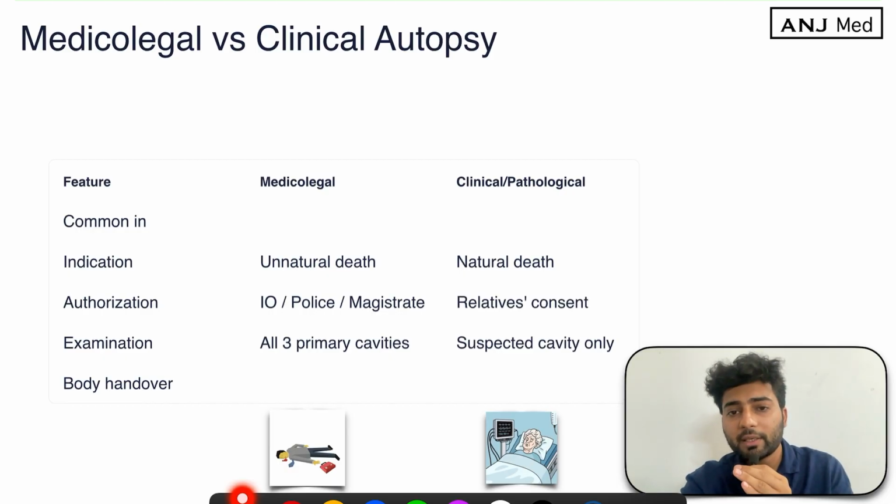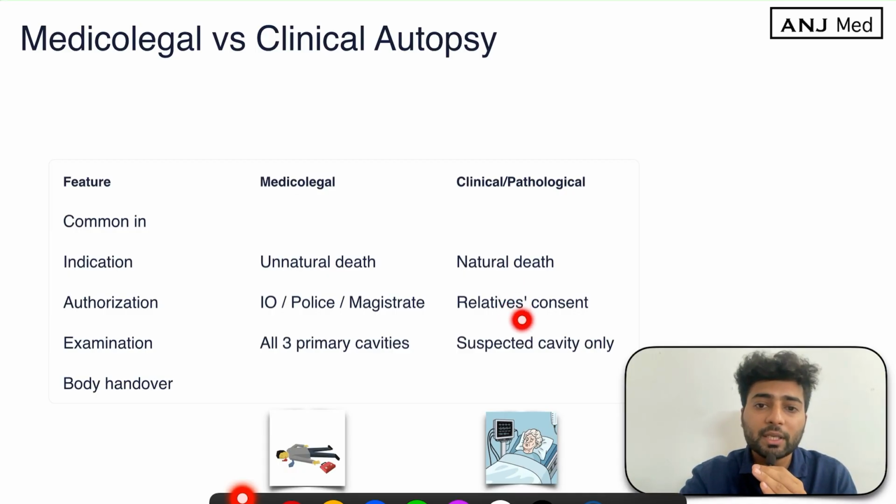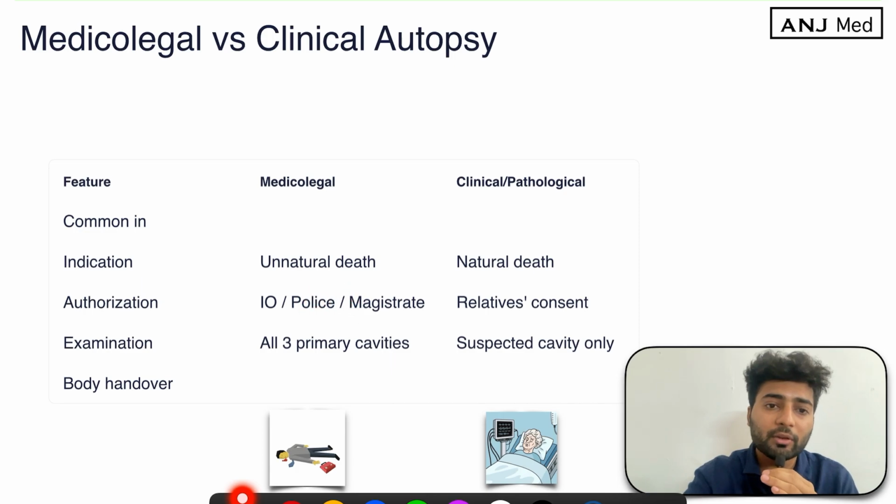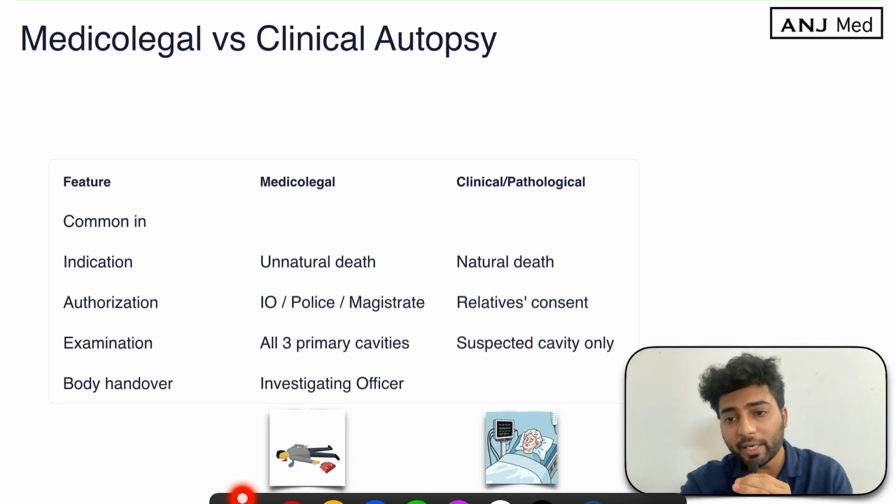In a clinical death, if the death is due to a clinical reason, with no homicide or suspicion, the relatives' consent is required. Relatives can say, okay, I don't want my son or father to be examined by autopsy procedures, right? So in natural death relatives can give consent, but if it's a homicide or killing, then the authorization is given only by the police. The body is handed over to the investigating officer until the crime procedures are completed. The body is not given to the relatives, while in clinical cases we give the body to relatives.